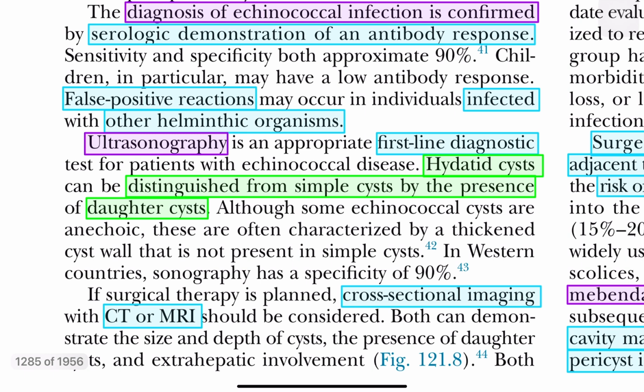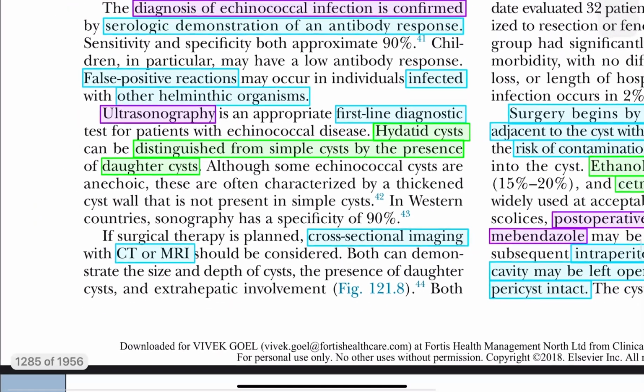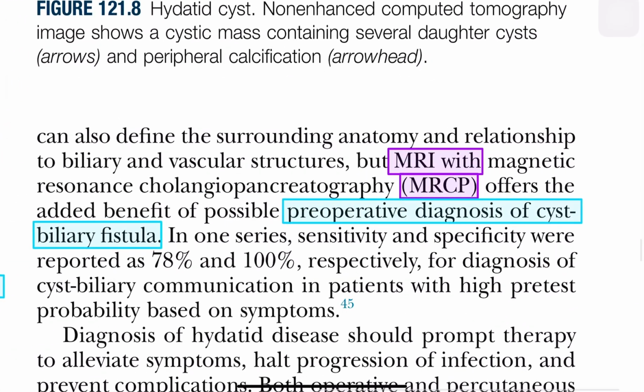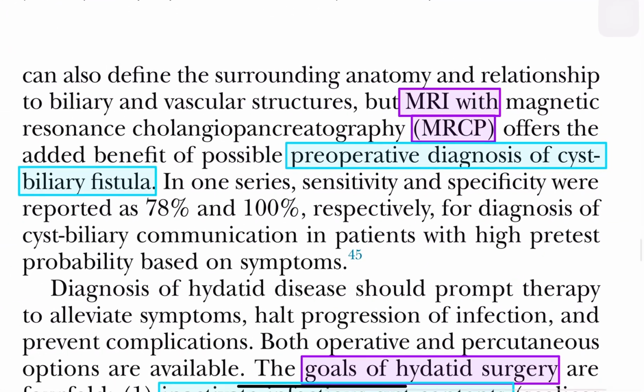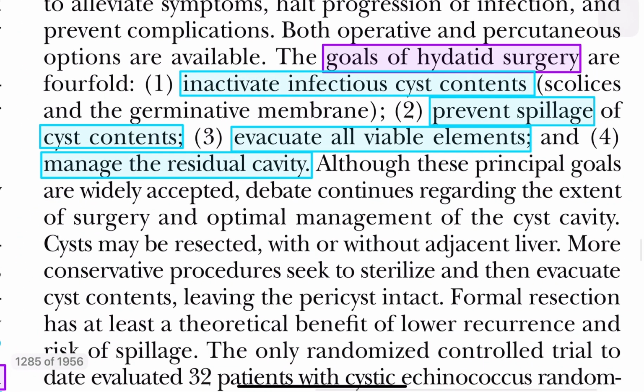Ultrasound is the first-line diagnostic test for patients with echinococcal disease. Hydatid cyst is distinguished from a simple cyst by the presence of daughter cysts. Important line. If you want to see the cyst-biliary fistula, you should order MRI with MRCP. The goal of hydatid surgery should be to inactivate the infection with cyst content, prevent spillage of cyst content, evacuate all viable elements, and manage the residual cavity.